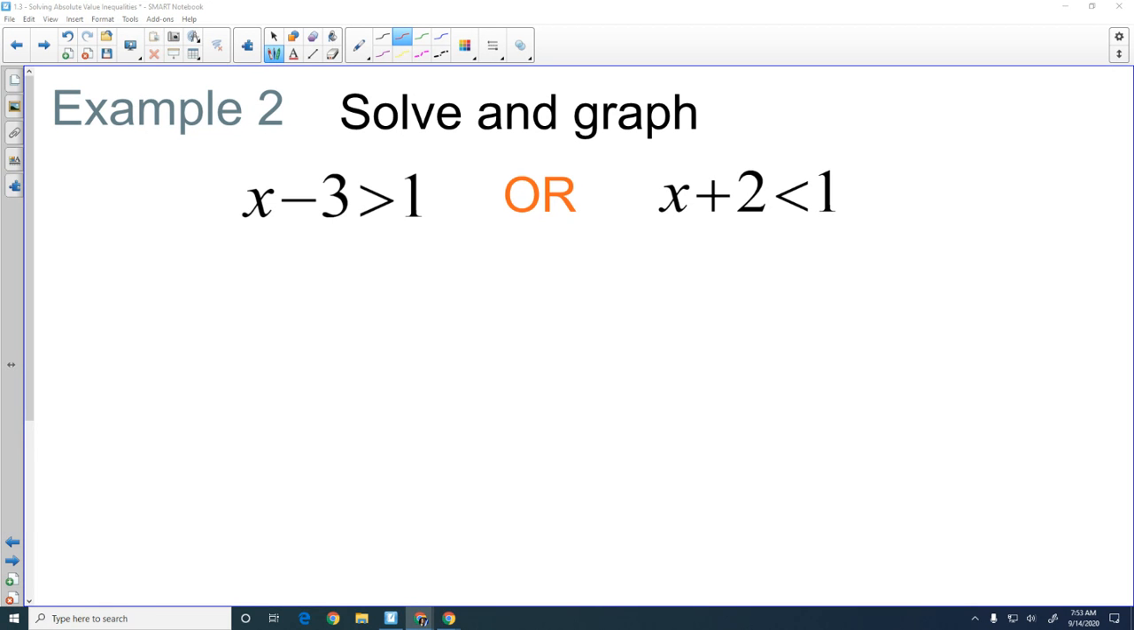All right, so solving these shouldn't have been too difficult. On the left, we just add 3 to both sides. So x is greater than 4. Over here, I subtract 2, and we see x is less than a negative 1. Now, why do I have the word or here instead? Why can't it be both of these inequalities like the last ones were?